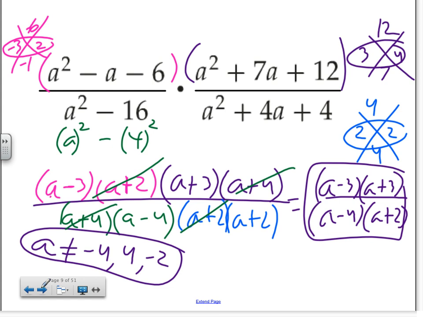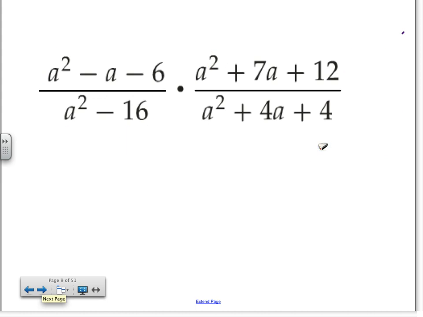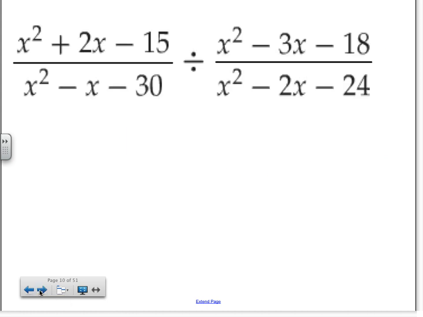Okay, so to follow up with this problem, I have here a division problem. How do we take care of division again? Whether it looks horrendous, I don't really care. Same basic idea. If I have a fraction divided by a fraction, I will have to turn it back into multiplication.